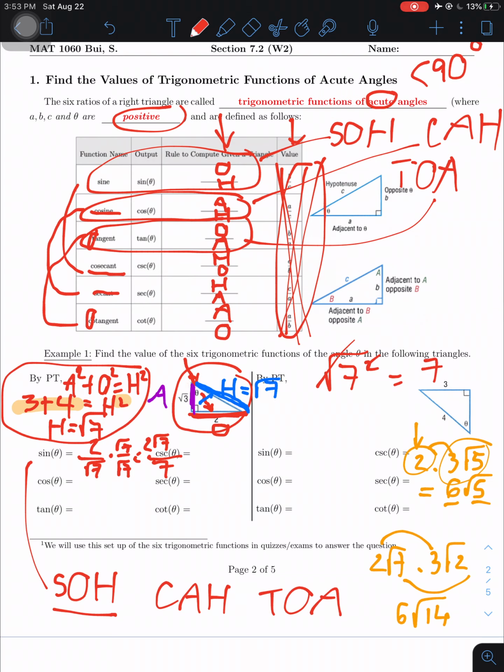Okay, let me change the color of this one for cosine because I think it's gonna look messy in here. For cosine, we have adjacent divided by hypotenuse. Adjacent in here is square root of 3. Hypotenuse in here is square root of 7. Again, we multiply the top and bottom by square root of 7. That gets me square root of 21 for 3 times 7, and then 7.